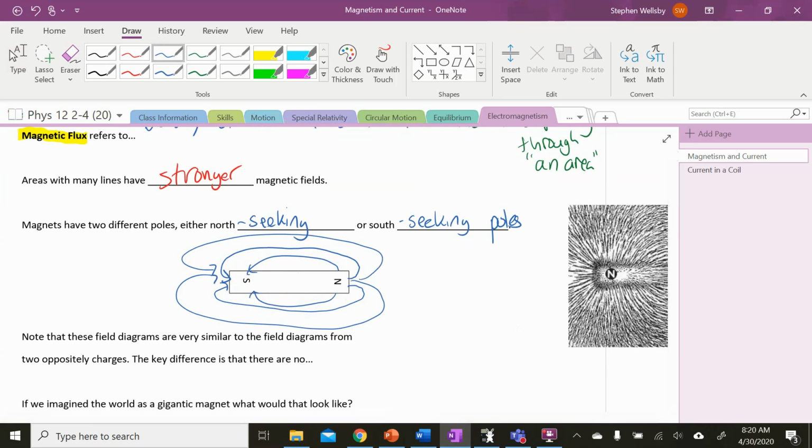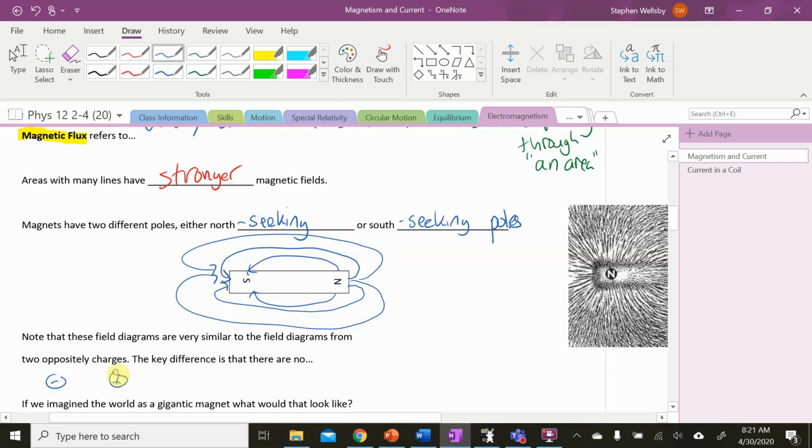So you notice that these look very similar to drawings that we did of dipoles. So remember when we had two opposite charges, for example, a positive and a negative charge, the field lines would look very similar. Like switch these around.